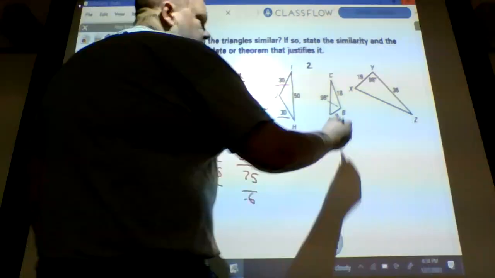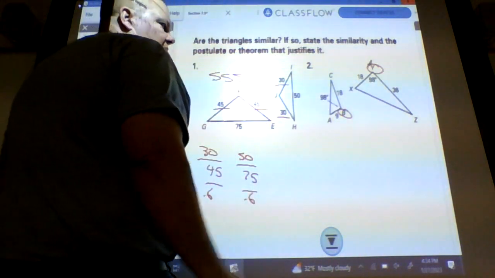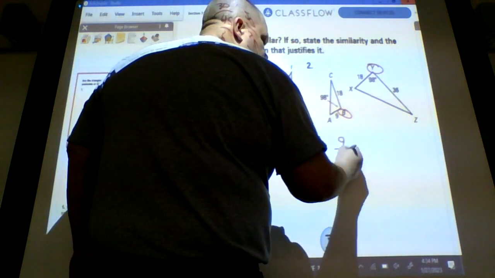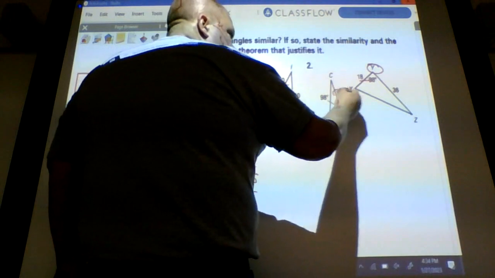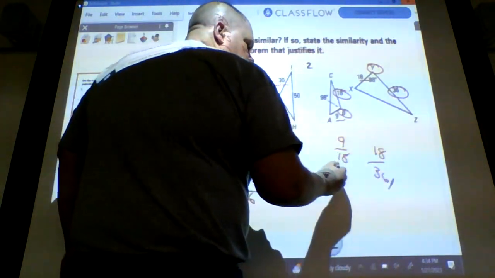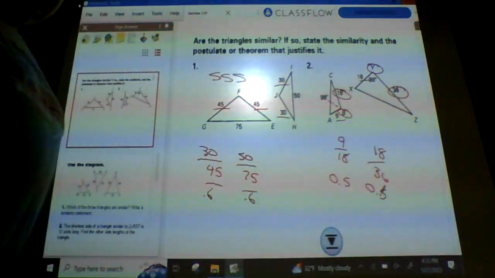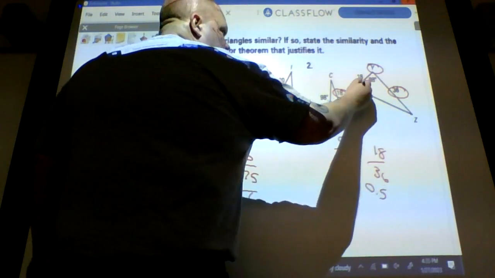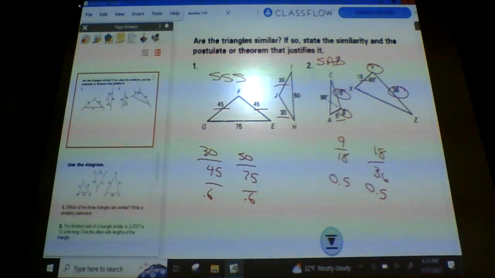We look at number 2. Angle B and Y are congruent. So I've got my A. I need to check my two S's. I'm going to compare 9 and 18, and that's this 9 and this 18. And I'm going to check the 18 here and the 36 and compare those ratios. Both of those ratios come out to be 0.5. So because those two sides are in the same ratio, and I've got the angle in the middle, the triangles are similar by SAS similarity.